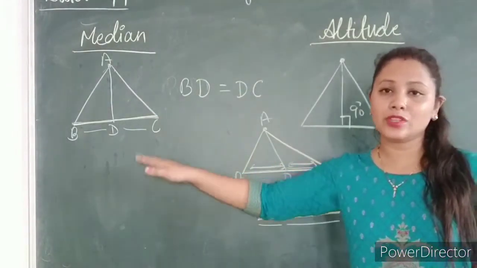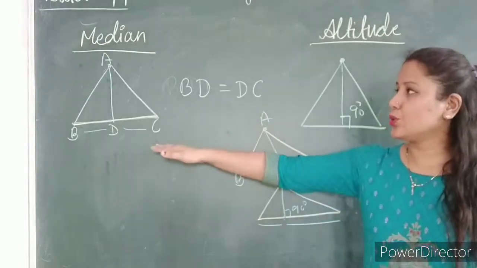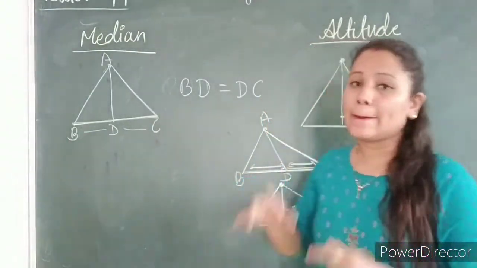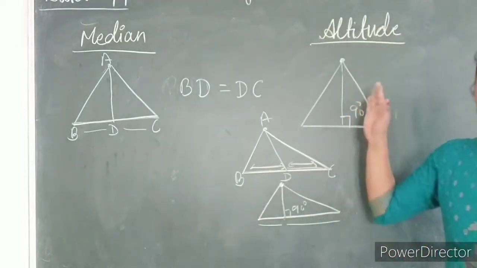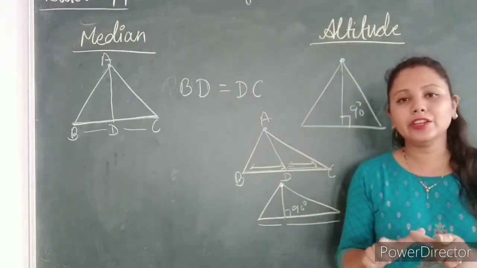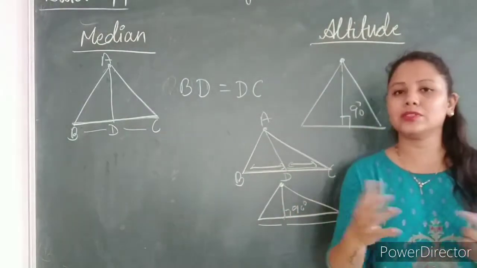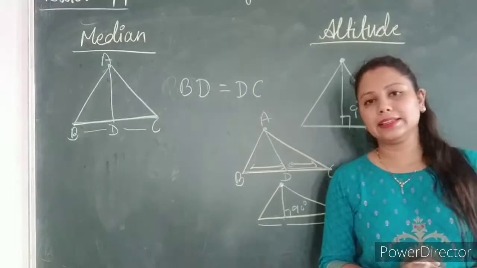First one divides the opposite side into two equal parts. आपका जो median है वो opposite side को two equal parts से divide करता है. But in altitude the line is perpendicular to the opposite side. ये इसमें 90 degree के angle form करती है, वो opposite side को equal parts से divide नहीं करती.